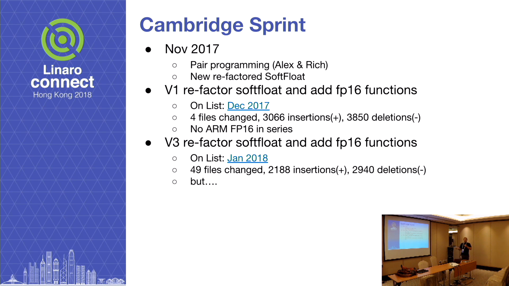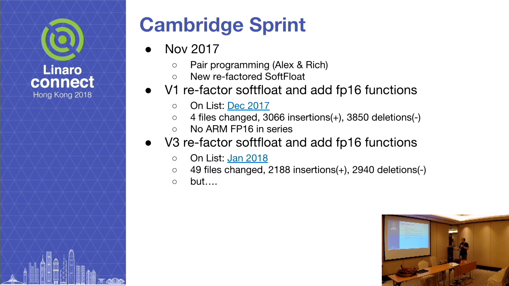Now, by this point we were getting ready for a proper submission, we didn't have any ARM FP16 in, so this was all just making sure that the existing floating point behaviour worked. One thing I will point out, though, is that at the end of this, we inserted 3,000 lines of code, but we deleted 3,850 lines of code. So we deleted more code than we'd added, but increased the functionality of the library because we'd also added all the half-precision stuff. There are a couple of iterations after review. The fact that we changed 49 files was mainly just because a couple of headers got moved around.